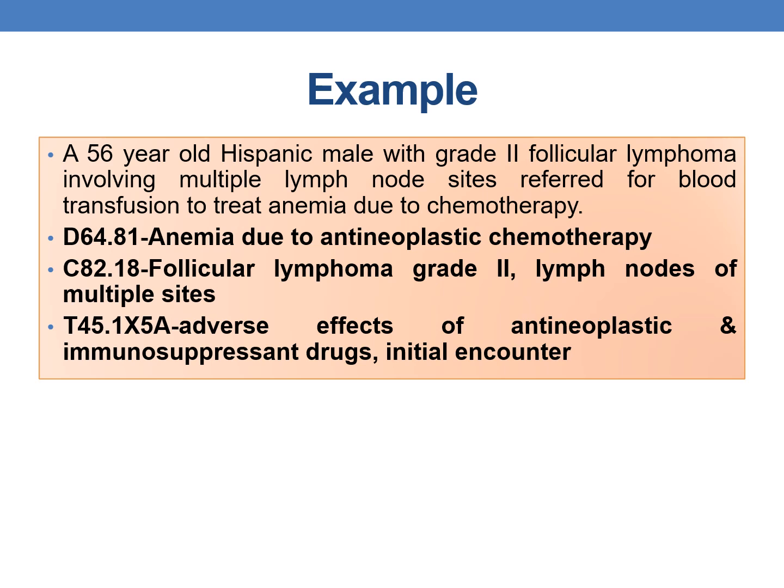Now let us see an example. A 56-year-old Hispanic male with grade 2 follicular lymphoma involving multiple lymph node sites referred for blood transfusion to treat anemia due to chemotherapy. So here reason for visit is treatment of anemia, that is blood transfusion. So first you need to code the anemia code as PDX. D64.81, anemia due to anti-neoplastic chemotherapy, followed by C82.18, follicular lymphoma grade 2, lymph nodes of multiple sites. Then T45.1x5A, that is adverse effects of anti-neoplastic and immunosuppressant drugs, initial encounter.